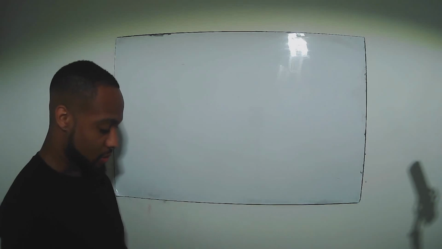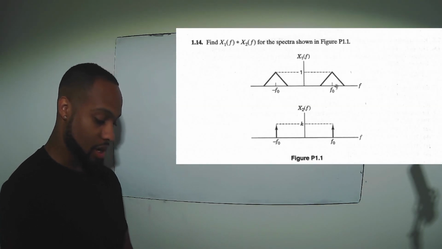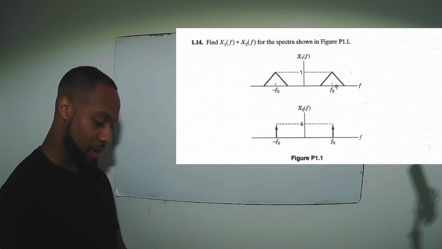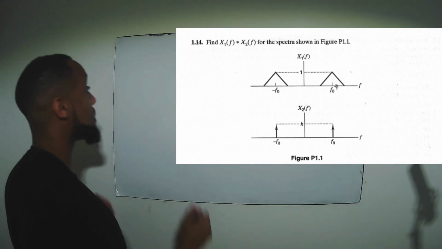Today we're going to be doing problem 1.14 and 1.15 of the textbook. So let's start with 1.14. It says find X1(f) convolved with X2(f) for the spectra shown in figure P1.1. Alright, so I'm going to go ahead and draw X1(f) and X2(f).